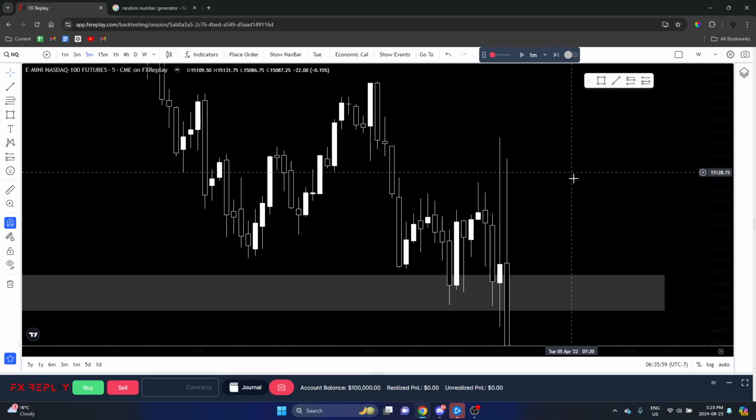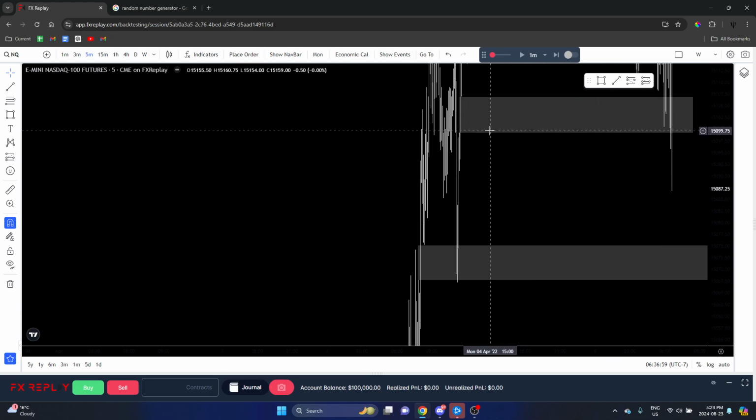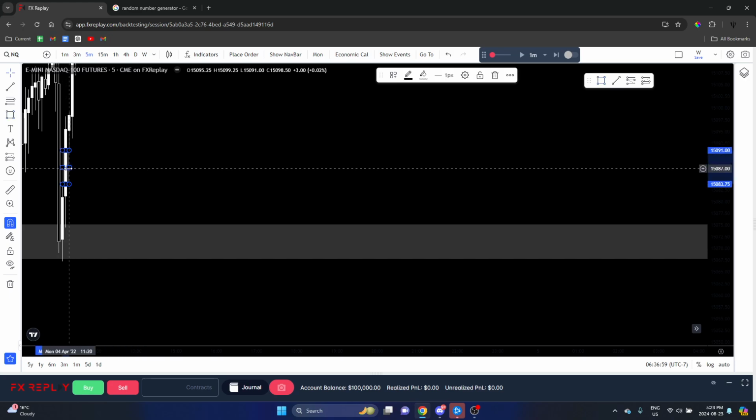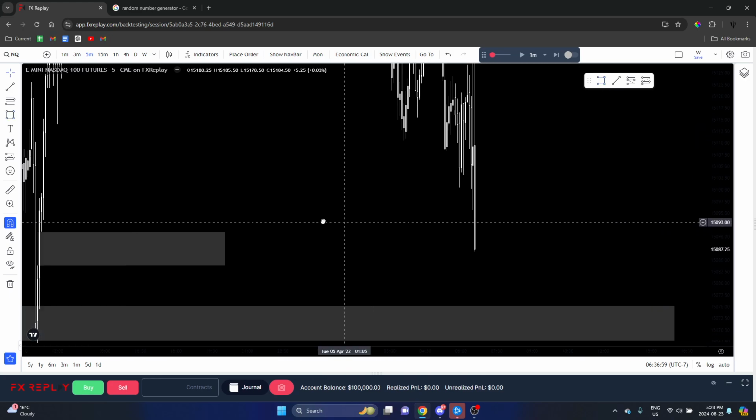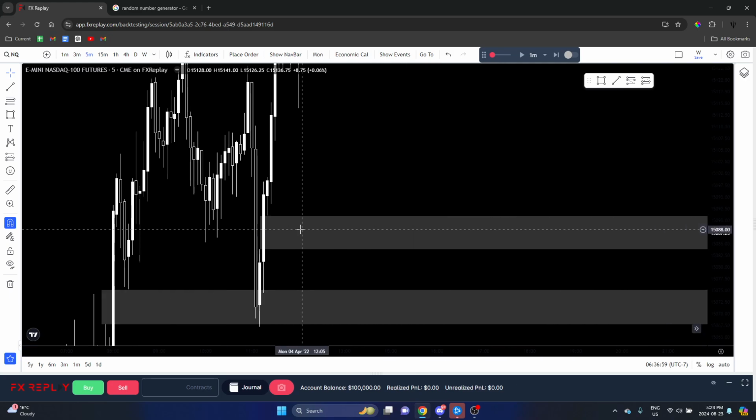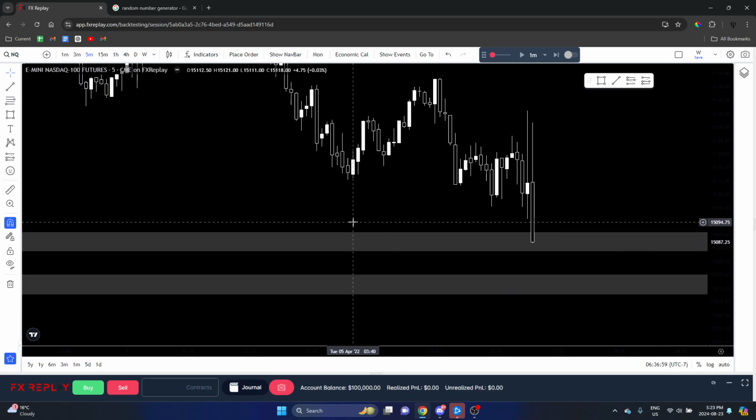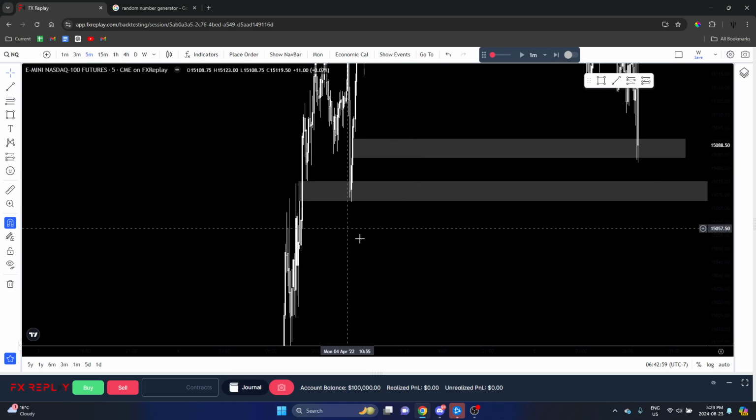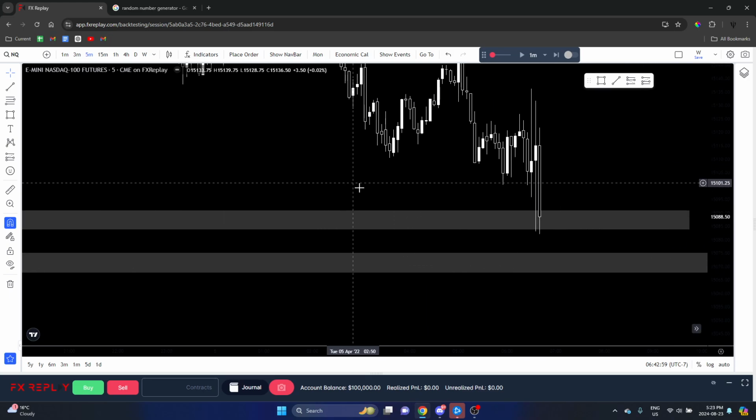So we come down, but we also fill in this 5-minute. Also unmitigated. It's also a BPR, so it's even... Is that a BPR? Indeed it is. So pretty high quality price range. We might just sweep this too and then come down and hit this low, which honestly I would not complain. That'd be pretty high quality.